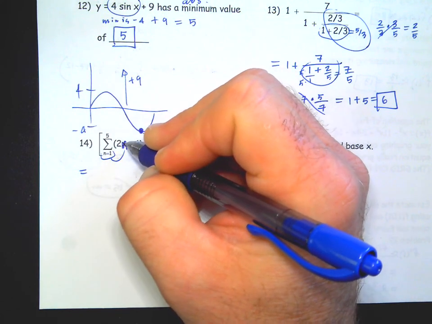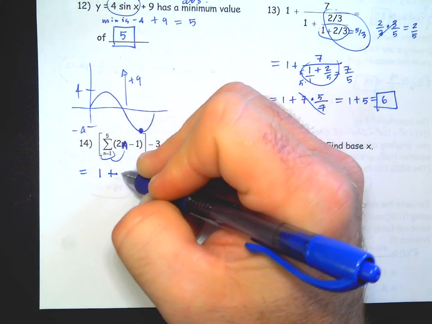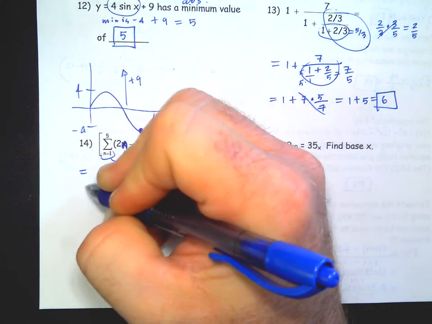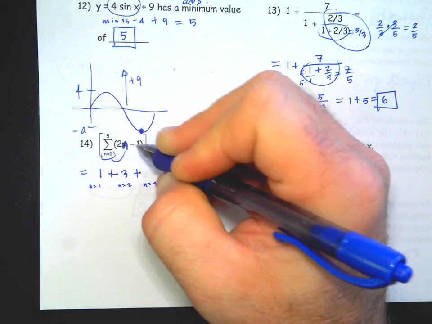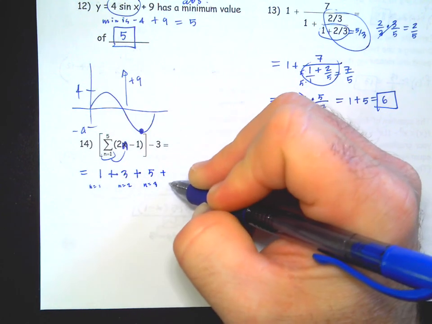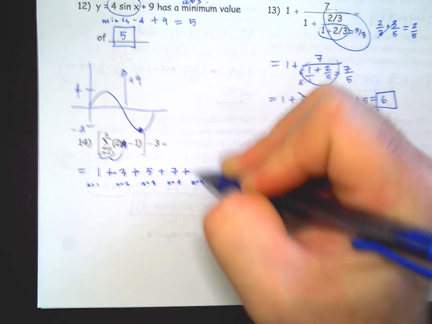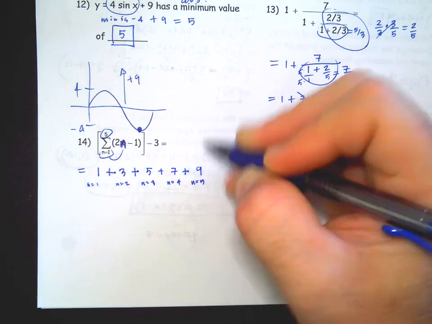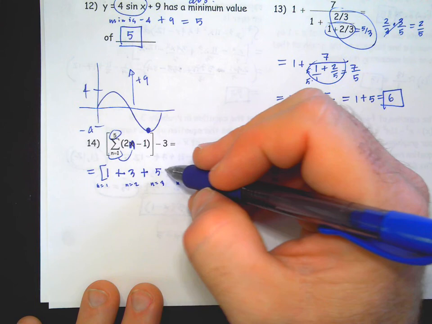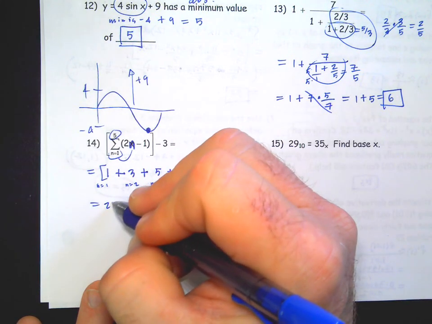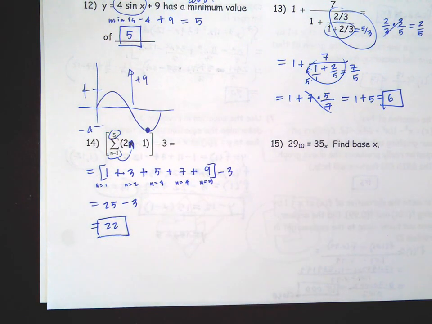2 times 1, that's going to be 1. Plus, then you plug 2 in, that's 3. Plus, then you plug, so n equals 1, n equals 2, and then n equals 3 is going to be 5, plus n equals 4 is going to be 7, plus n equals 5 would be the last one. So that's going to be 9. So that's that whole thing right there. And then the minus 3 just happens afterwards. So this is 1 plus 3 plus 5 plus 7 plus 9, that's 25. Minus 3 is 22. There we go.